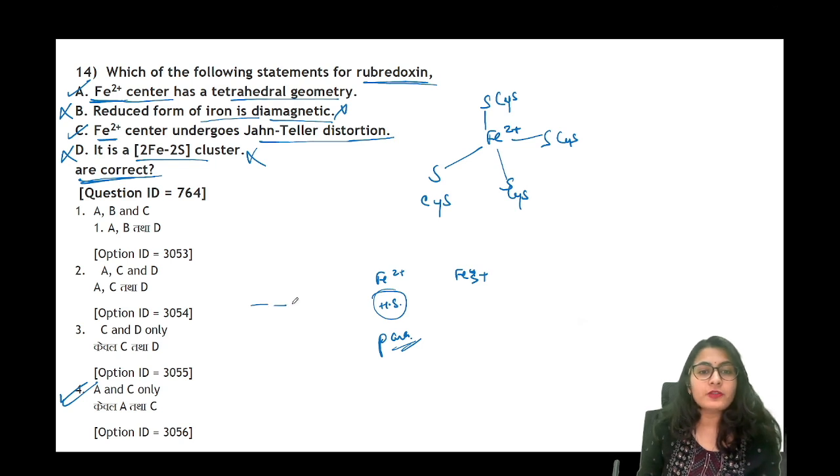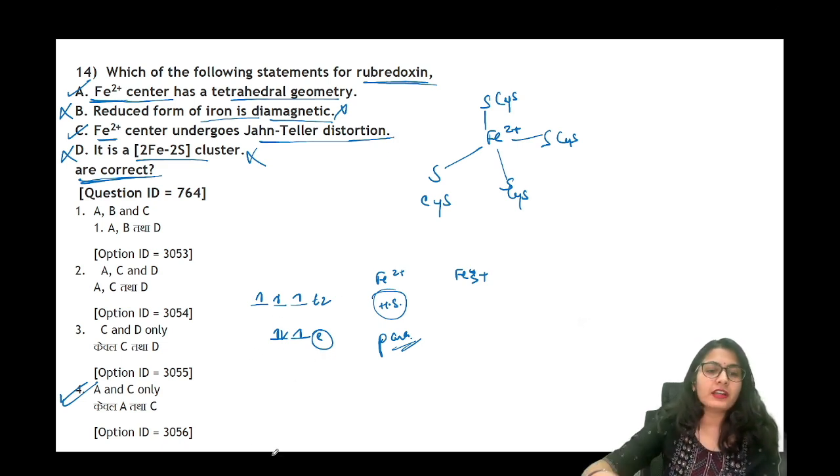Why does it undergo Jahn-Teller distortion? क्योंकि ये देखो, it is going to be a d6 system. So 1, 2, 3, 4, 5 and 6. So when in the eg set you are having unsymmetrical filling, you will have a greater distortion possibility as compared to t2g. So yeah, it is possible because of the unsymmetrical electron configuration.